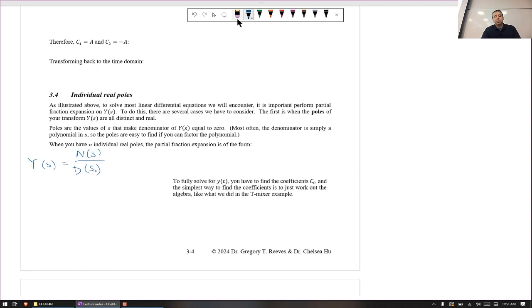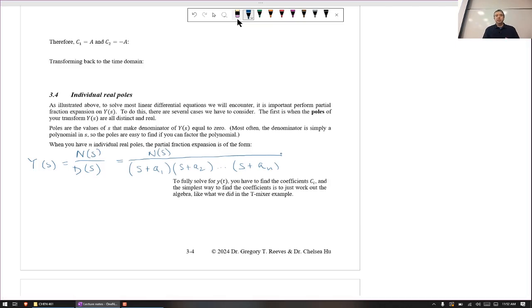And furthermore, the denominator is usually of the form of some polynomial in S, in which case it could possibly be factored into multiple binomials. So let's say the denominator can be expressed in the form of S plus A1 times the quantity S plus A2 times the quantity dot dot dot all the way up to S plus A sub n. So that's usually what you see, some sort of form of the denominator that looks like this.